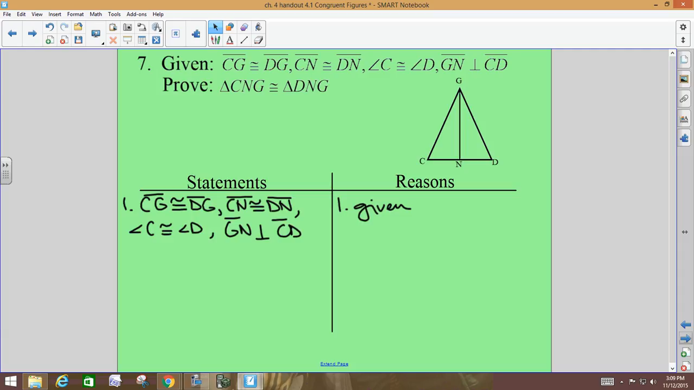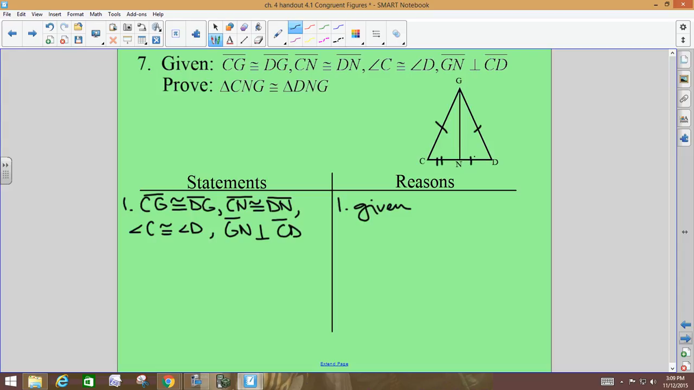Alyssa? You should mark your picture. Yep, for sure. Mark it based off of the given. It's going to become completely and utterly insane if you don't mark it in this chapter, because marking your picture half the time gives you your answers. So mark it. CG congruent to DG.